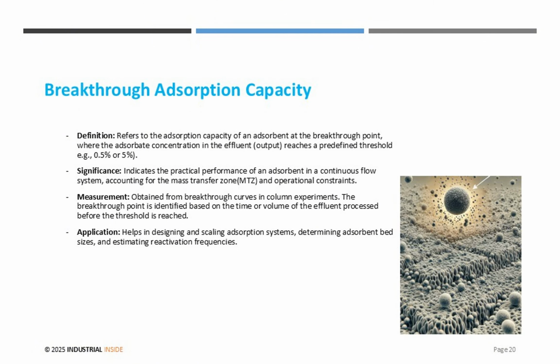Breakthrough adsorption capacity is the adsorbent's capacity when the output contaminant reaches a set limit, like 0.5% or 5%. It reflects real-world performance in continuous flow systems, considering mass transfer zones and operation limits. Measured from breakthrough curves in column tests, it guides system design and adsorbent replacement timing.